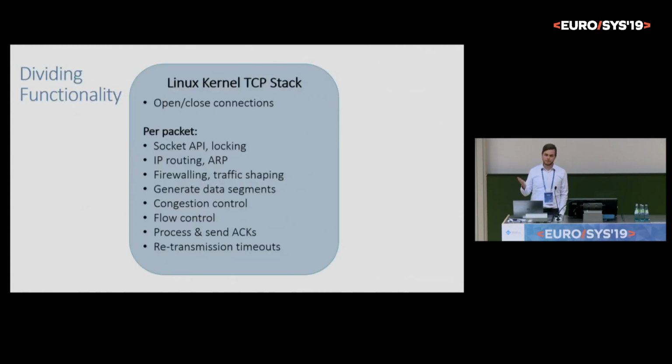So once we know that we want to divide up our TCP processing into a fast and slow path, we need to decide how we're going to do it. If we look at what Linux does for packet, Linux does a lot of operations. It does sockets, IP routing, congestion control, acknowledgements, retransmissions, and we want to divide this up into different components.